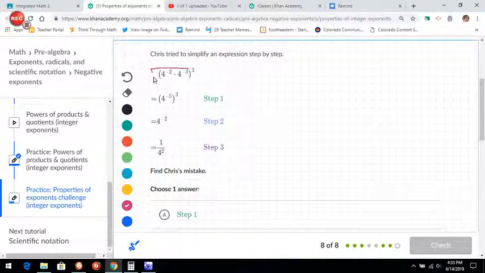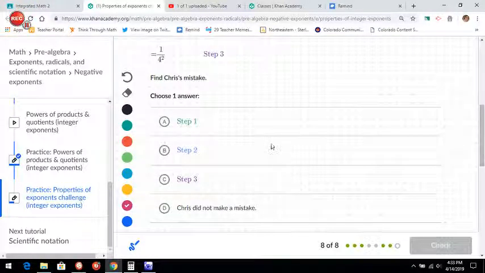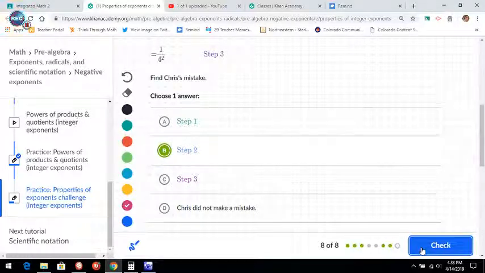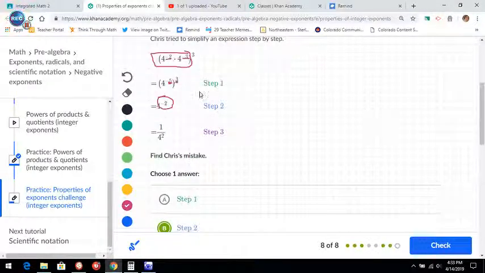Let's go ahead and simplify what's in the parentheses first. So negative 2 plus negative 3 is negative 5. So 4 to the negative 5, yes, raised to the third, that's correct. Okay, and then we're going to do negative 5 times 3. Oh, that's the mistake. This person should have done negative 5 times 3. They did negative 5 plus 3. So the mistake is in step 2. It should have been negative 5 times 3. This should have been negative 15.